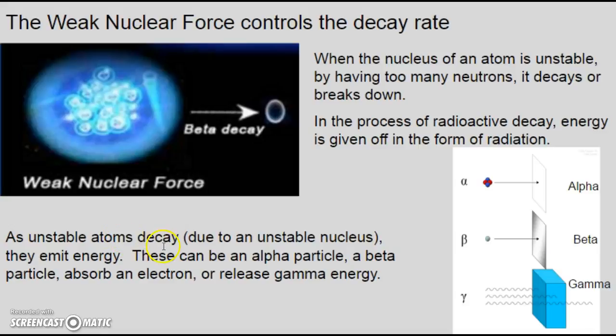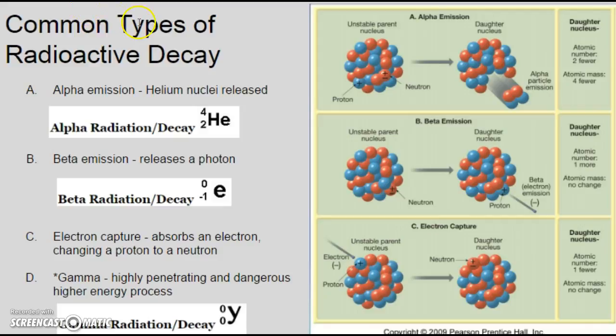As unstable atoms decay, due to the unstable nucleus, they emit energy. And these can be alpha particles, beta particles. They can absorb an electron, or they can release gamma energy. And that's what we're going to look at here, the process of radioactive decay. So the common types of radioactive decay, and I've mentioned this before, but we'll add a couple layers of this.